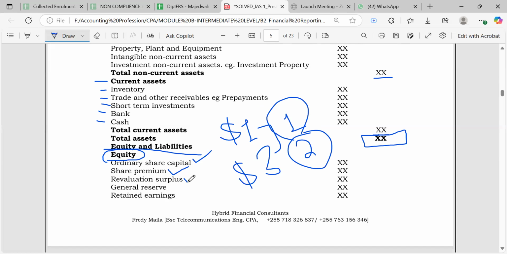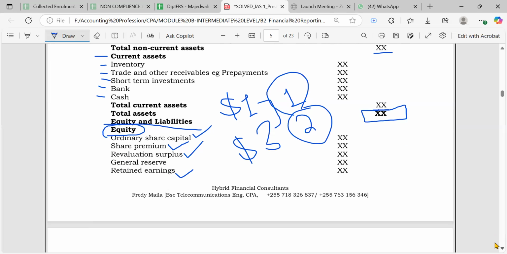Then you have revaluation surplus. I hope you know a lot about this on revaluation models, like on PPE or investment property. General reserve, we just presume maybe you have a certain reserve that is just general retained earnings. This is very common. You can't run away from retained earnings.